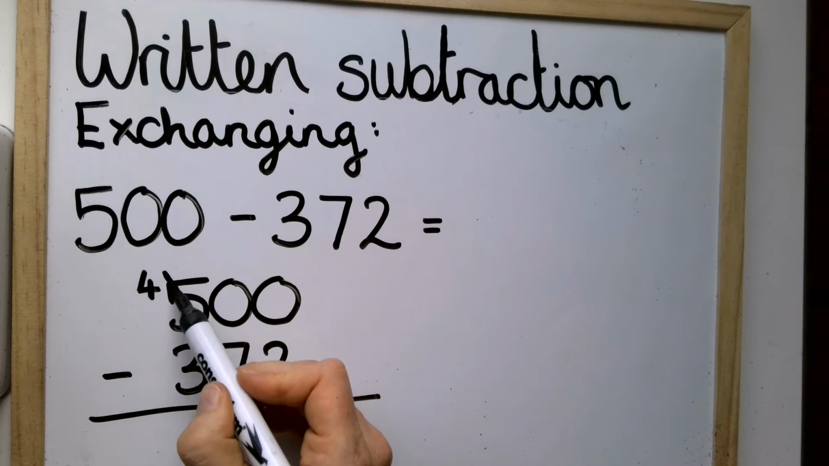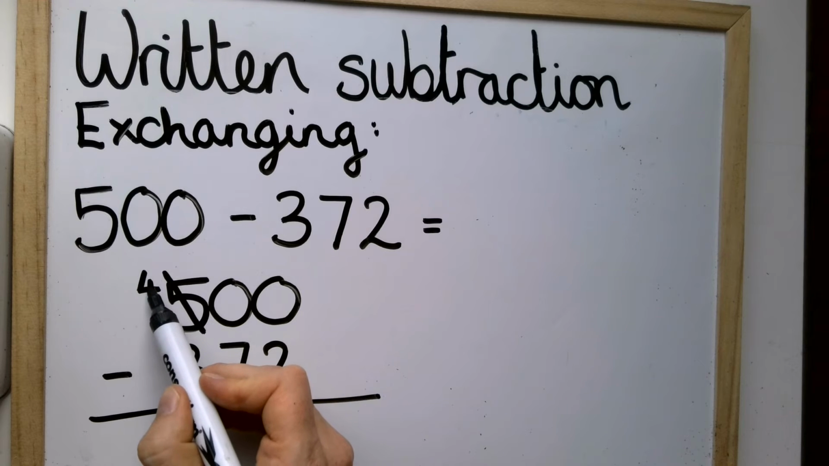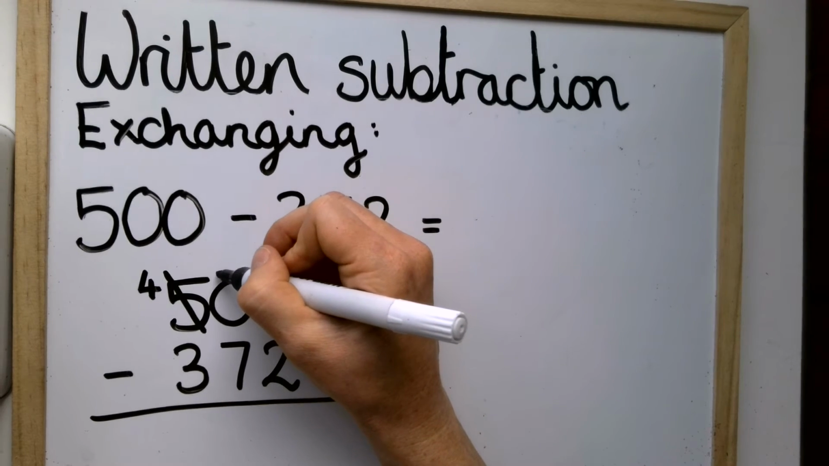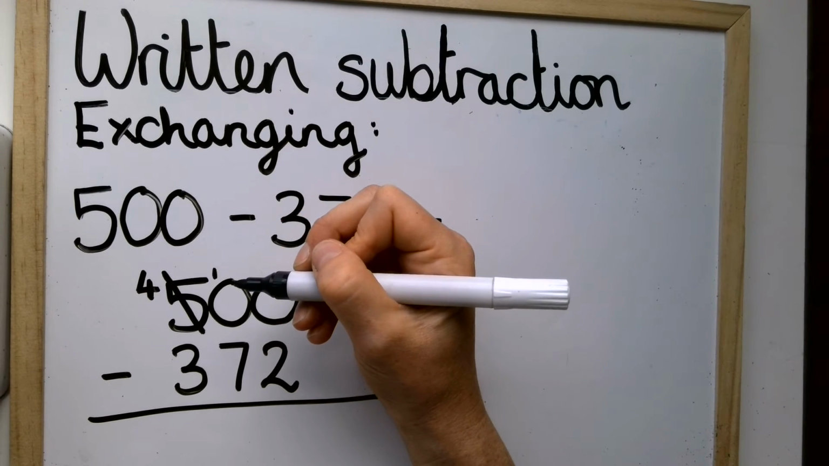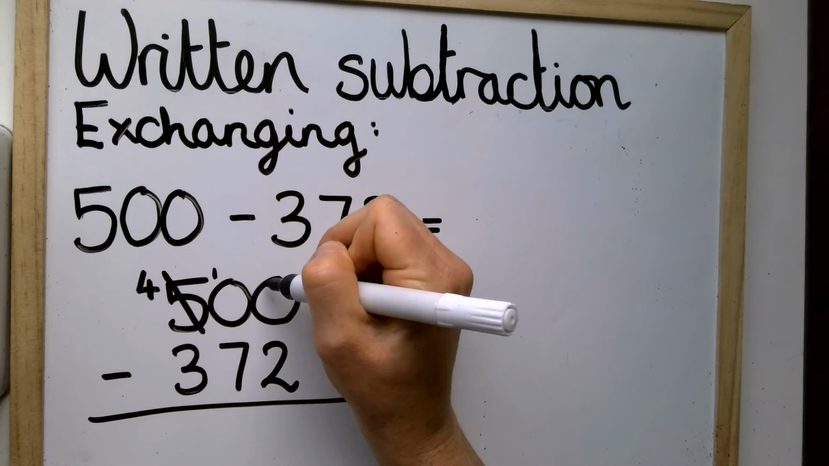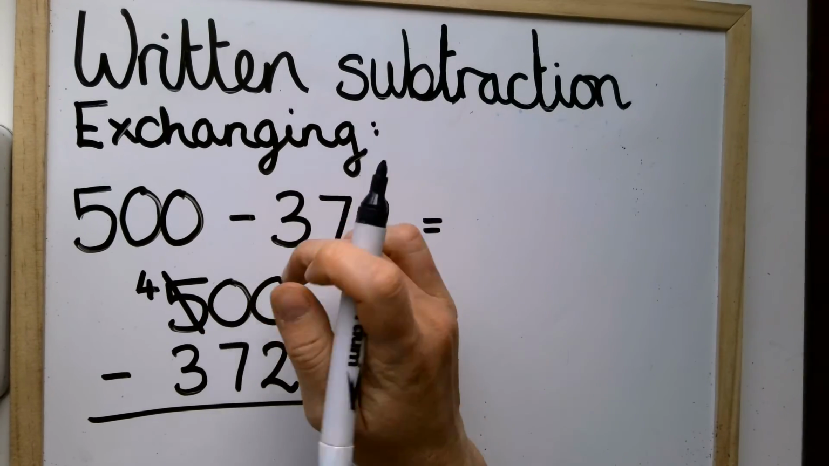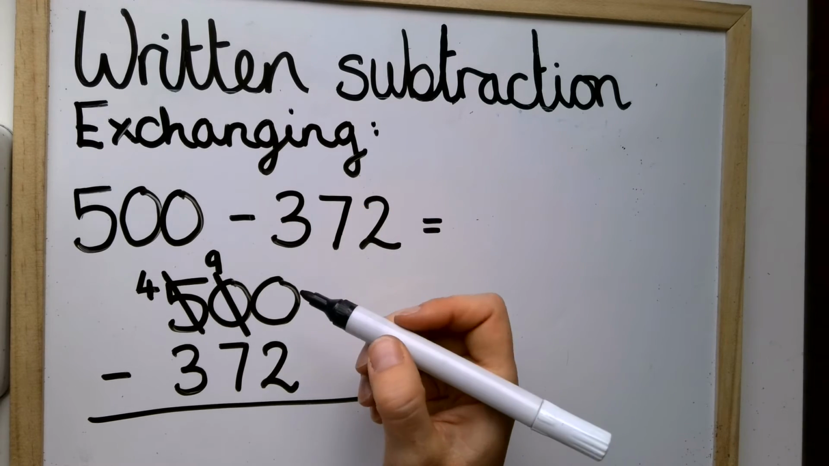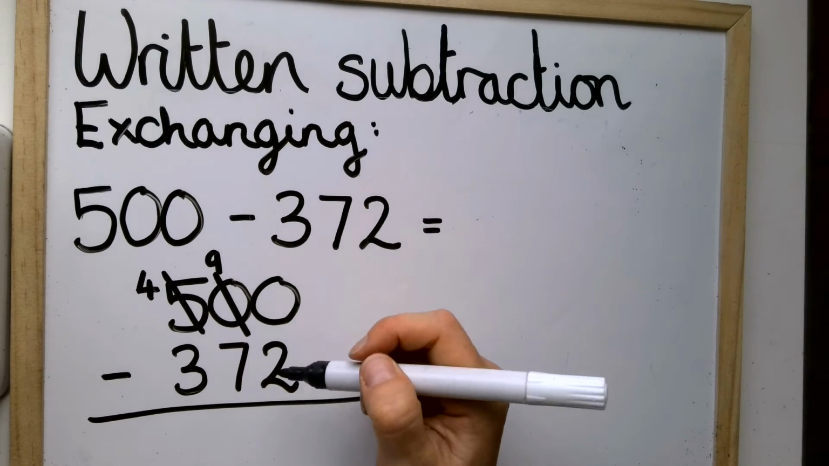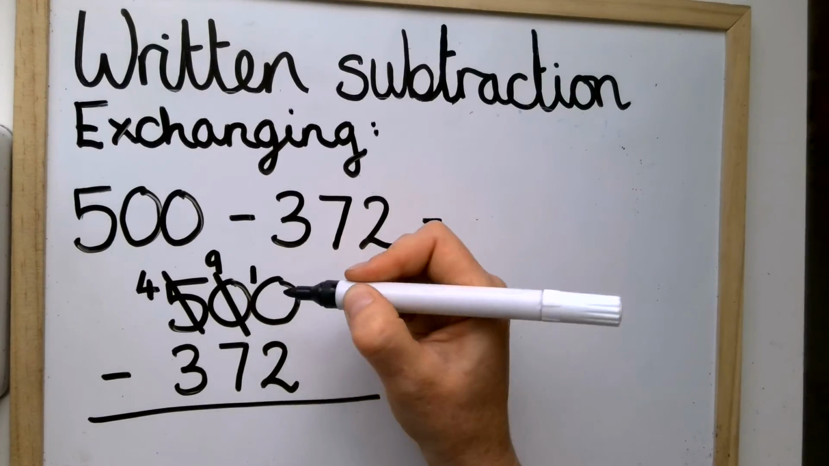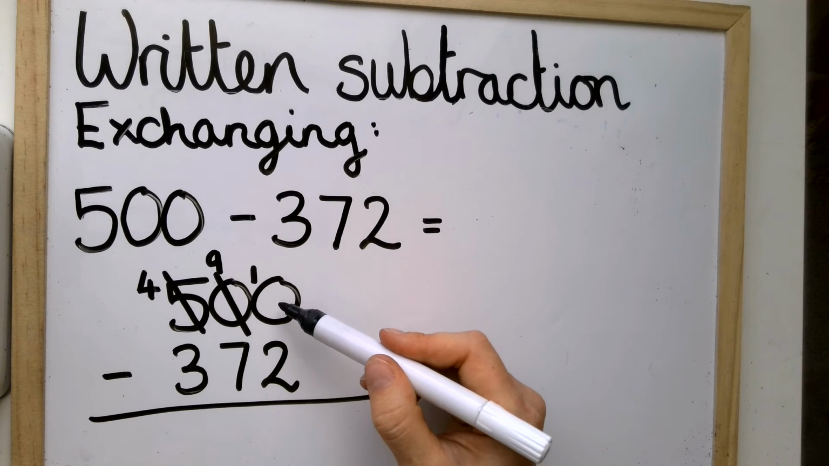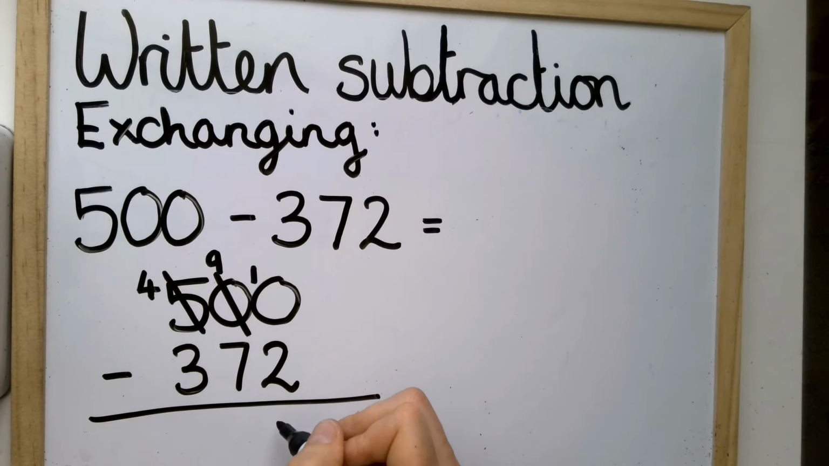When I exchange, I cross out the original number and I've taken 1 off it, which is 4. So now it is 400. I'm going to put a 10 in the tens column, but I need to go 1 more. So I'm going to rub that out and make it 9, because that's 1 less than the 10, and put the 1 in the ones column, making this 10. So now I have 10 take away 2, which is 8.